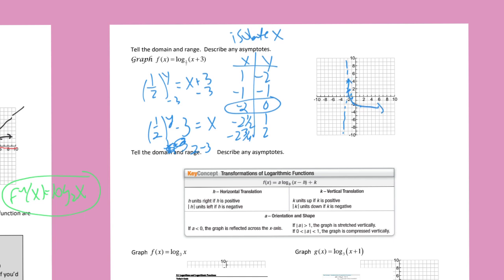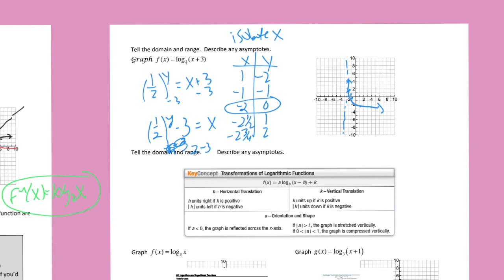And you can plot more points if you choose to, but we're trying to make a table to say, hey, what is going on? And notice it is the basic log base of half of x, but the only transformation is going to be left 3. So the domain would be from negative 3 to infinity, not including negative 3. And the range is going to be negative infinity up to positive infinity.